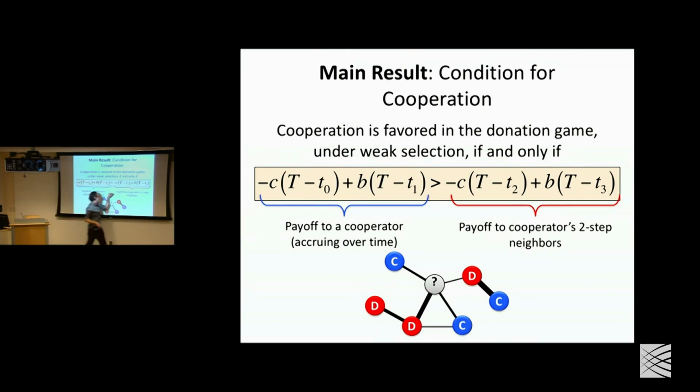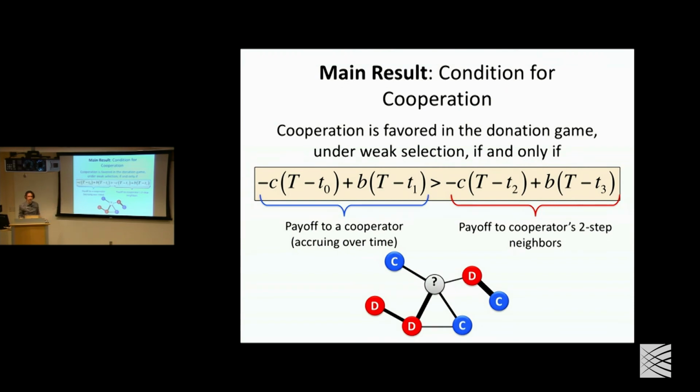And so what's the payoff to the two-step neighbors? Well, the two-step neighbors pay cost C for as long as they are cooperators, and they gain benefit B for as long as their neighbors are cooperators, and their neighbors are 3 steps from the original cooperator. Or 1. Well, you know, 1 is a special case of 3. That's true. I mean, by 3 steps, I mean 3 steps in a random walk, which may end up being actually distance 1. Okay, any other questions about this condition?